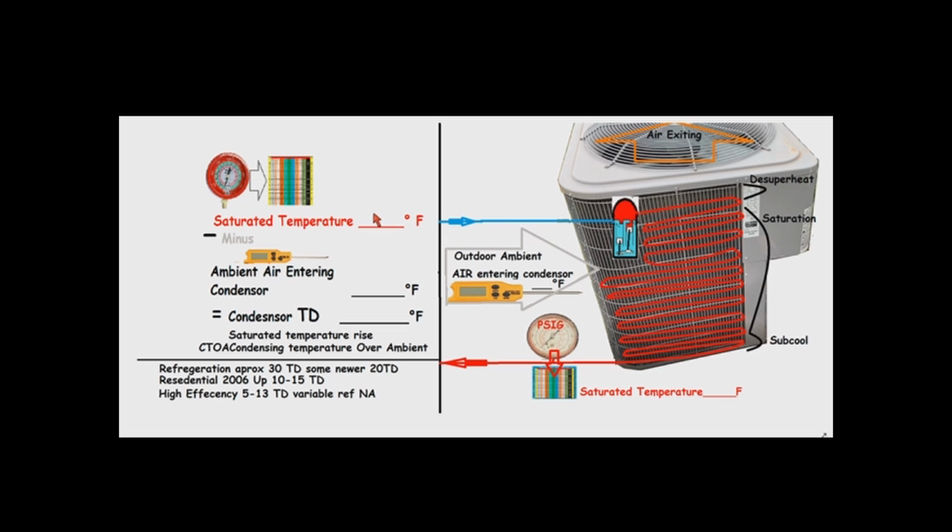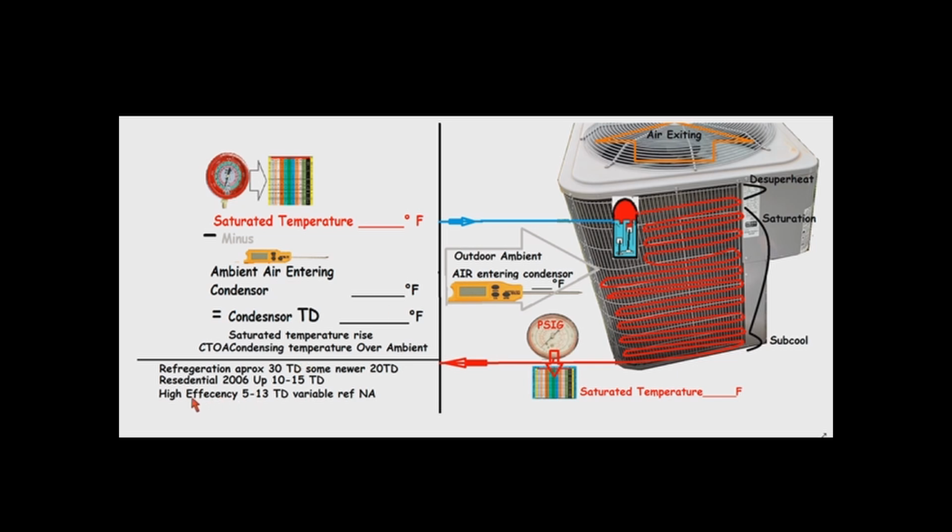Who cares about the pressure? If my saturated temperature was, say, 100 degrees Fahrenheit, I'd be like, my saturated temperature is too high. My temperature difference between my air and my refrigerant on the outdoor unit is too high. I need to start looking at what might cause that. So looking at condenser TD, understanding what our condenser TD should be and what our condenser TD is, is a really great way of getting to see what's happening.